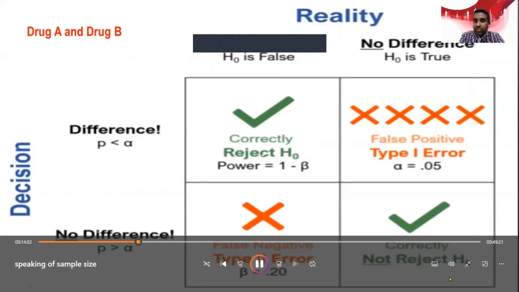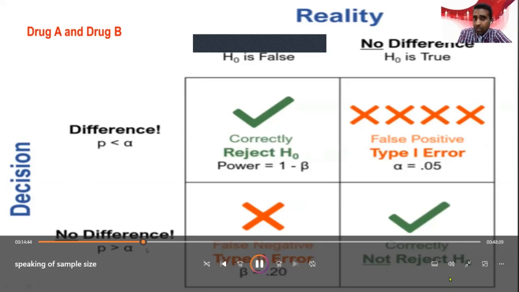What is the null hypothesis? No difference, so you are rejecting the null hypothesis. Suppose in reality there is no difference, and your test also shows no difference, so you are correctly accepting the null hypothesis. Now we are not going to look into these correct decisions. Let us consider the false decisions. Suppose there is no difference between drug A and drug B, but your experiment shows that there is a difference, which is called type 1 error, or false positive. You are falsely giving a positive relationship between drug A and drug B. That's why it is a false positive.